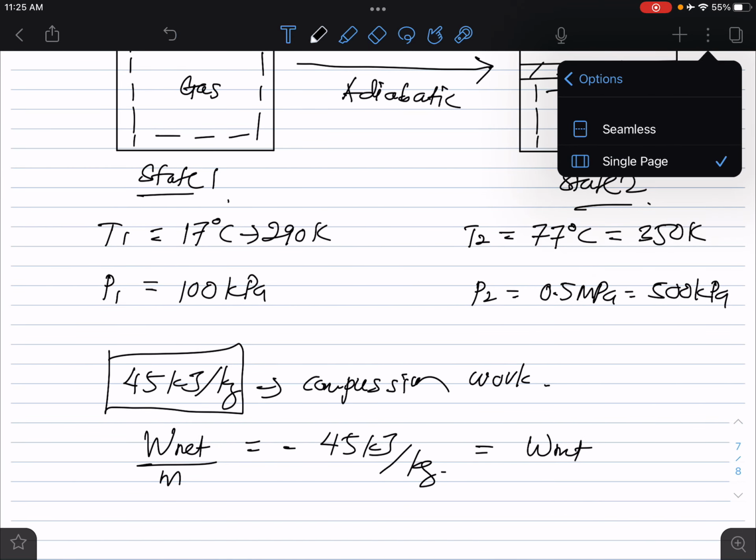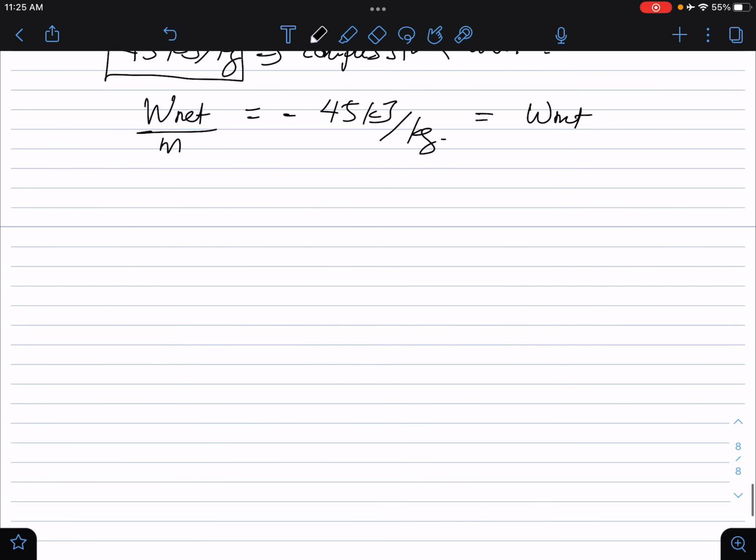Now we will continue to solve this. The net work is equal to minus 45, and we can use the equation related to net work. We can try first the first law equation, which is Q net, or before this I always wrote it in terms of big W, right? Q net minus W net is equal to delta U.